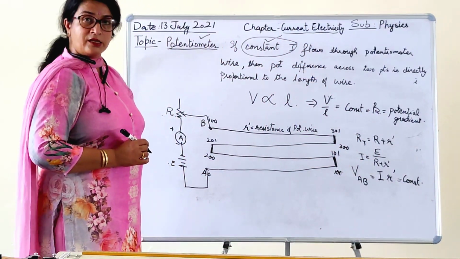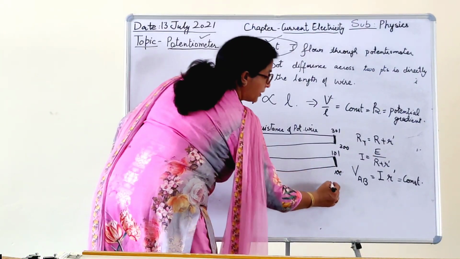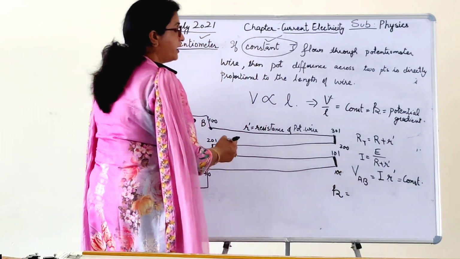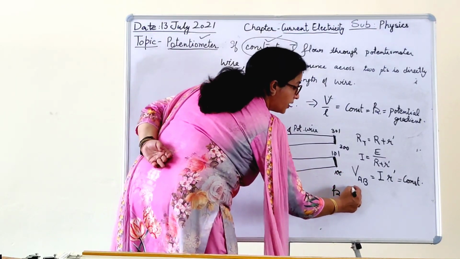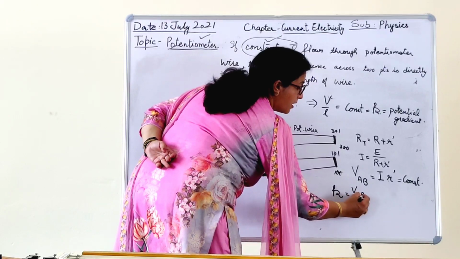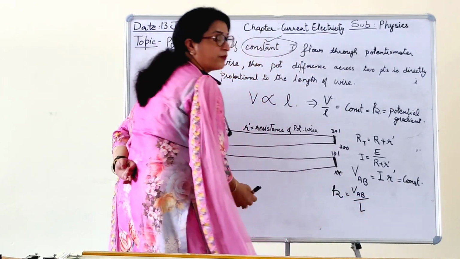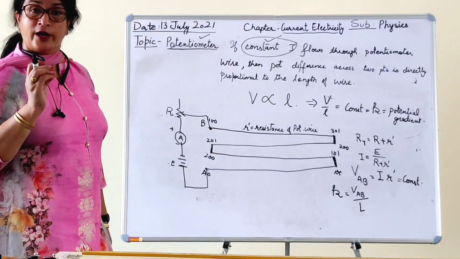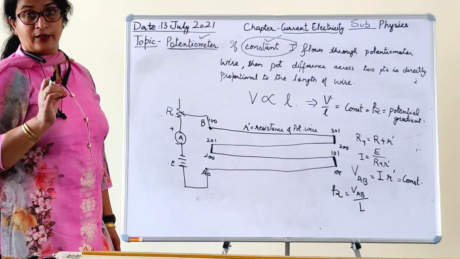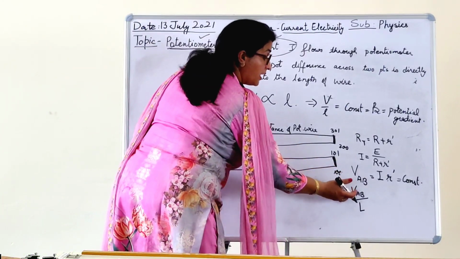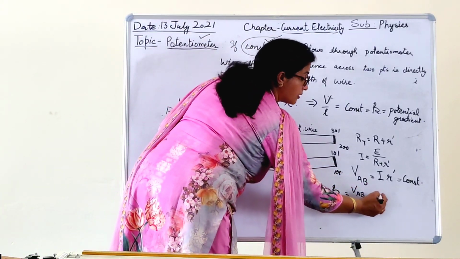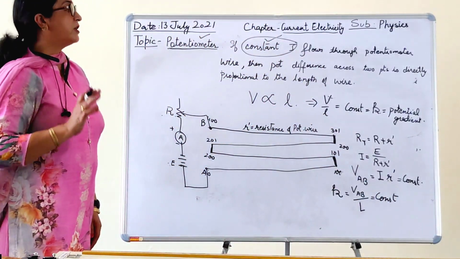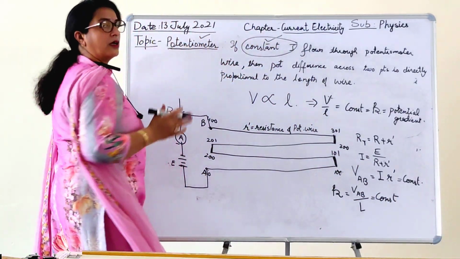If VAB is constant, the potential gradient, which I already defined, is the potential difference divided by the total length. In this potentiometer, we have taken the length as 400 centimeter. So that means VAB by L is also constant. So the potential gradient is constant for constant current.